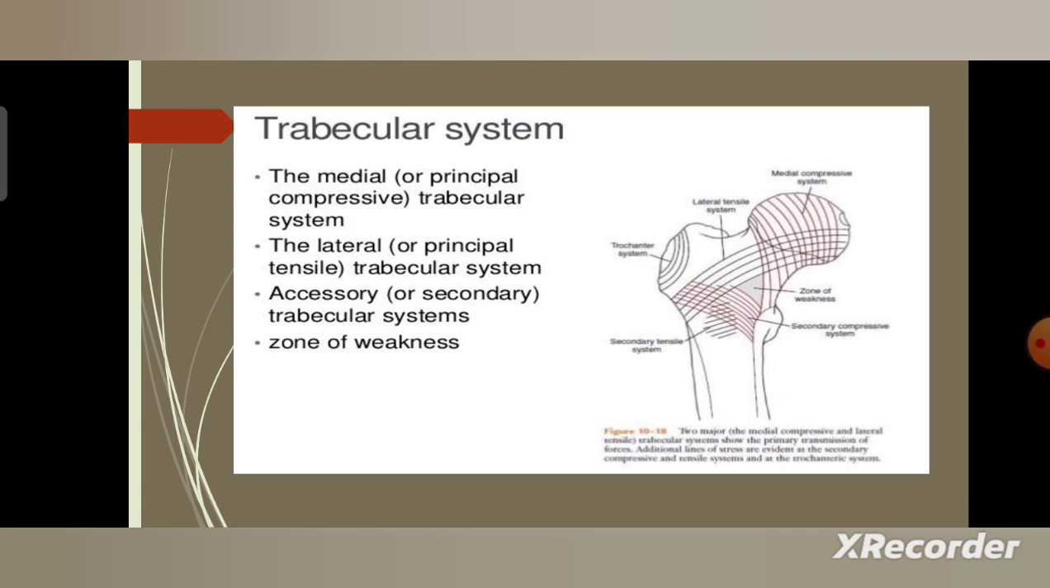Next is the trabecular system. Due to these tensile and compressive forces, the femur bone has a trabecular system, which consists of, first, the medial or principal compressive trabecular system, second, the lateral or principal tensile trabecular system, and others, the secondary trabecular system. There is also an area that is a zone of weakness, where no trabecular system is present.